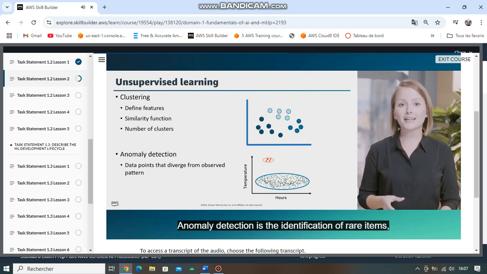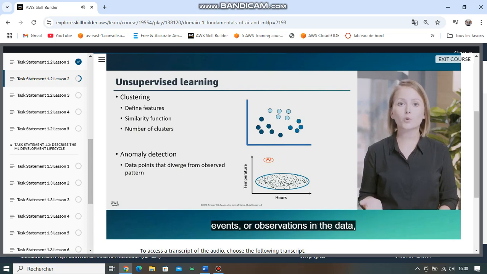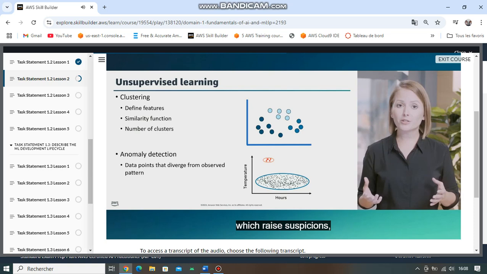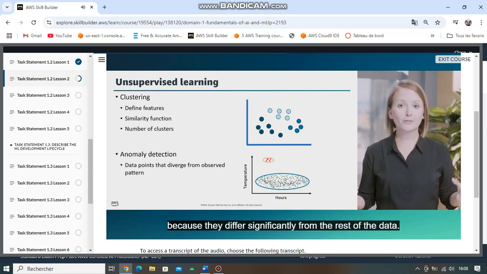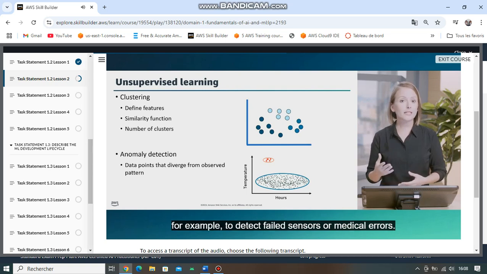Anomaly detection is the identification of rare items, events, or observations in data which raise suspicions because they differ significantly from the rest of the data. The identification of anomalous items can be used, for example, to detect failed sensors or medical errors.